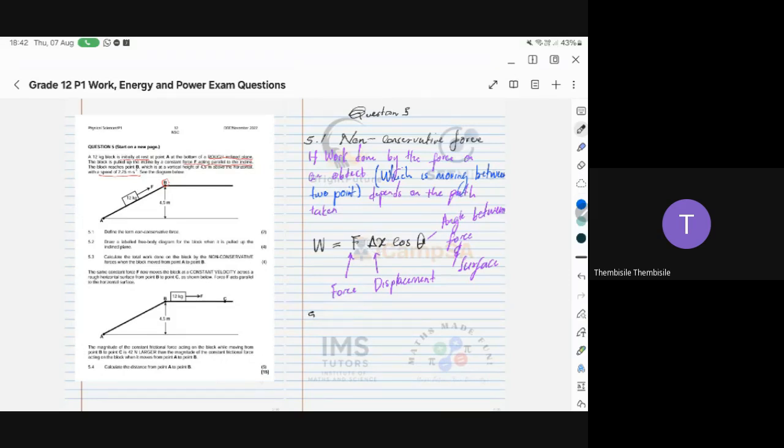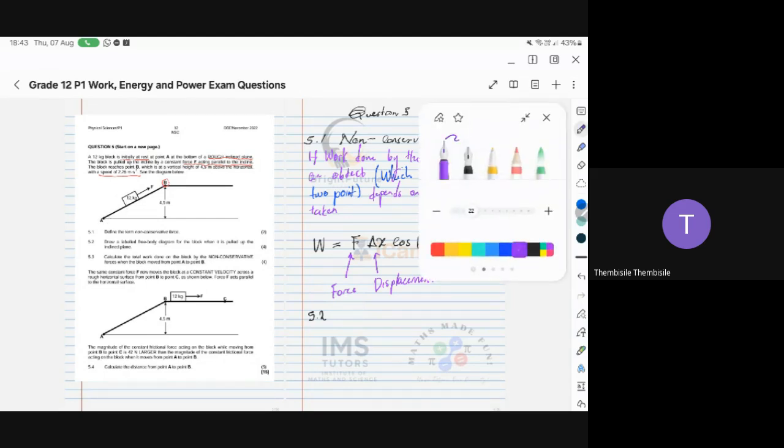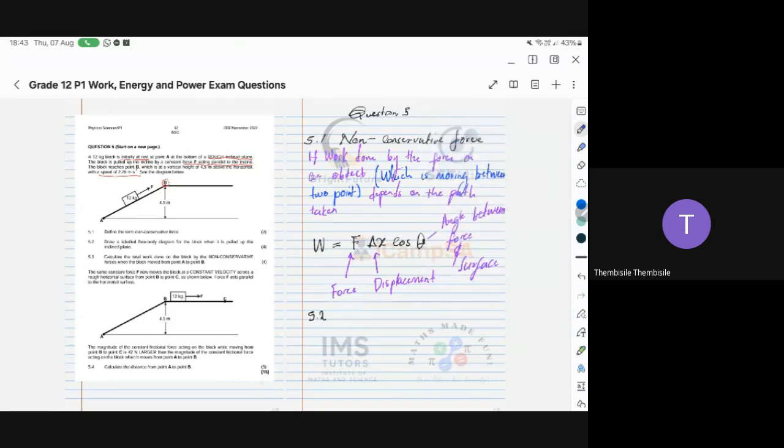So 5.2. They're asking us to draw a labeled free body diagram for the block when it is pulled up the incline. The block is no longer at the bottom, it's being pulled. Let's assume it's here. So now they want a free body diagram for that. So as we know, a free body diagram up the incline. Let me just draw some dashed lines so that you see.